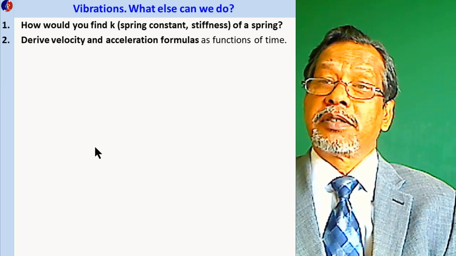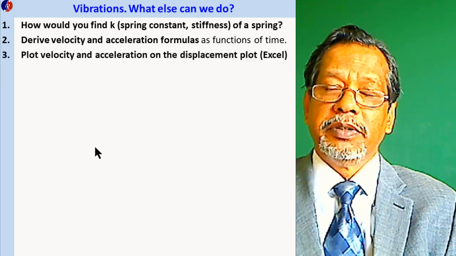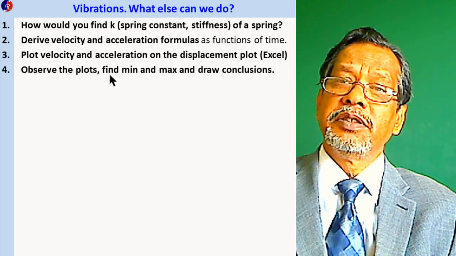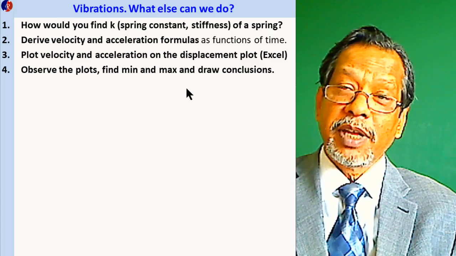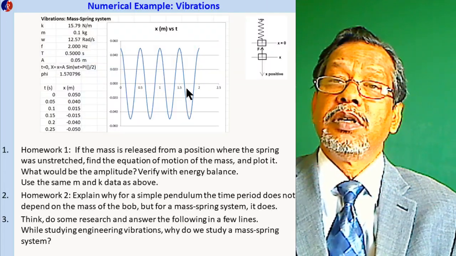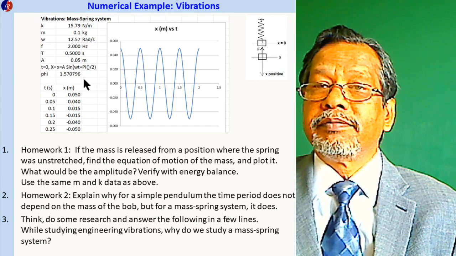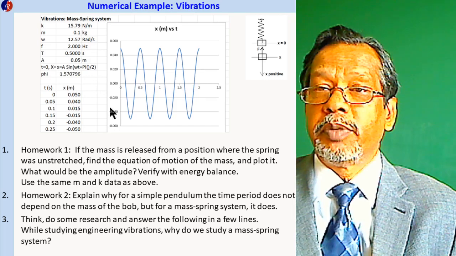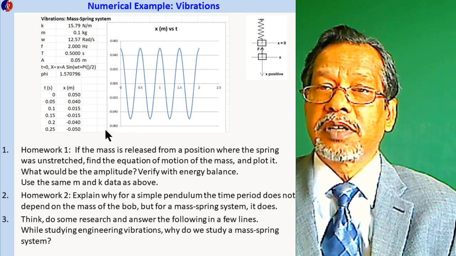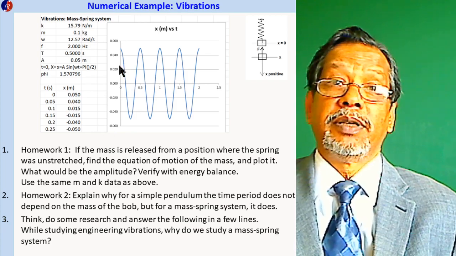Derive velocity and acceleration formulas as a function of time. I already did that, but let them do it too. Plot velocity and acceleration on the displacement. In that same Excel chart, ask them to write the formula for velocity and acceleration. Put those in the next columns. Ask them to calculate, plot over that, and see the relation between them.